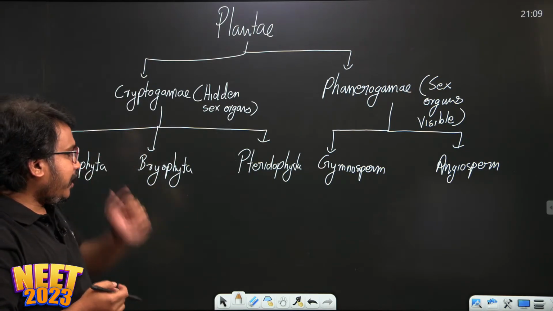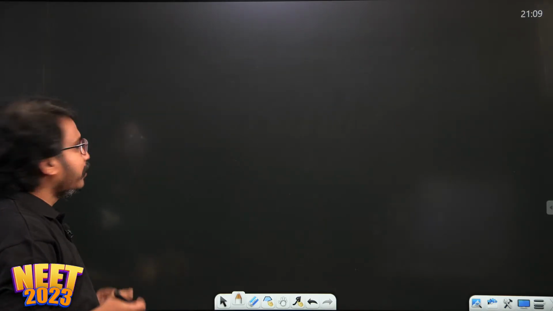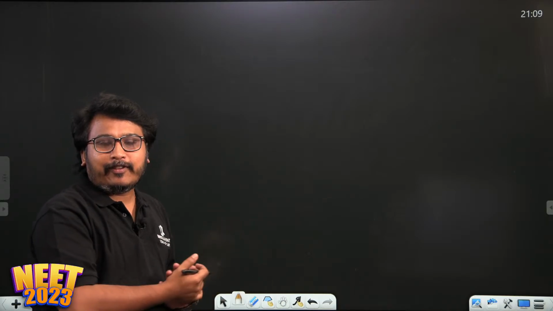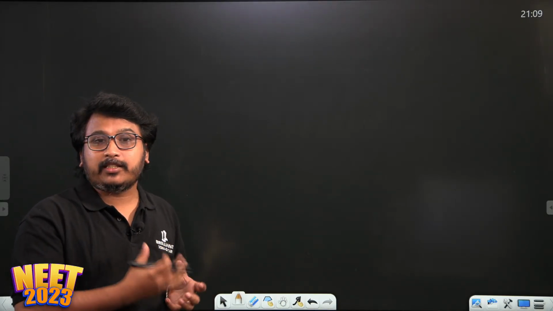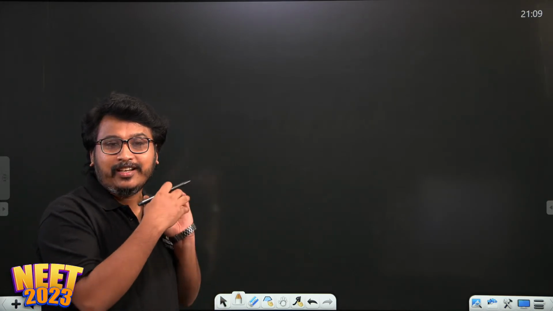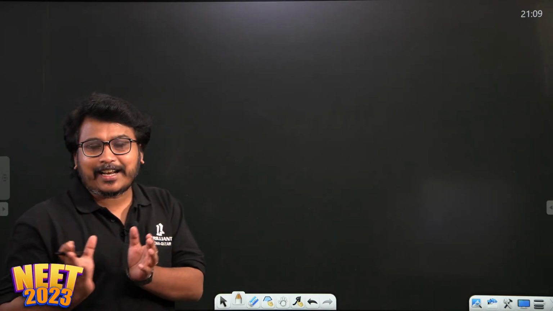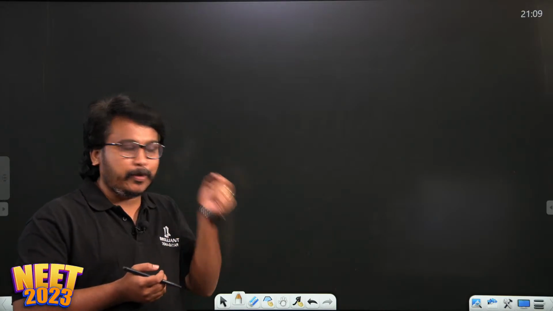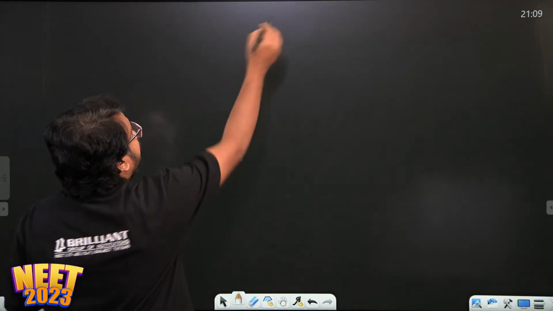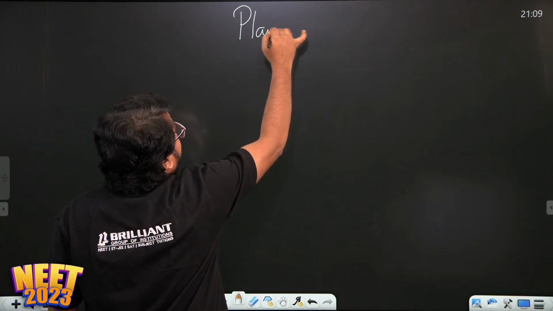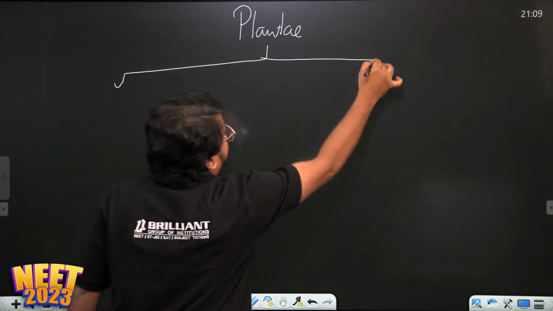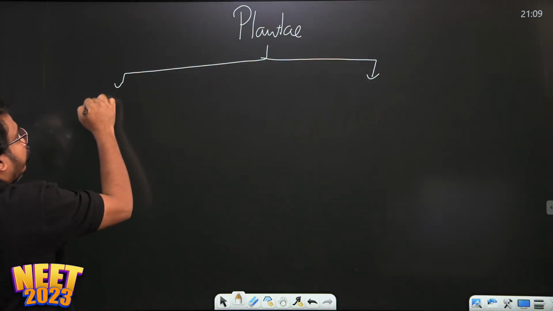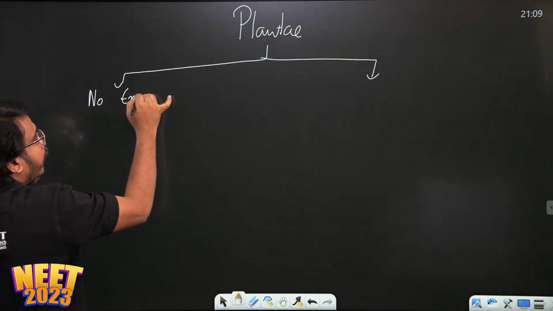Now let me show one more flow chart that will show the 5 divisions coming under Plantae and what are the characters based upon which we are grouping the plants in these 5 divisions. After that I will ask some questions also. Hope you will answer it. So here plant kingdom has been divided first on the basis of embryo, those plants in which there is no embryo.